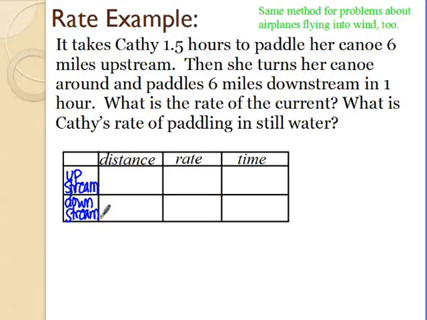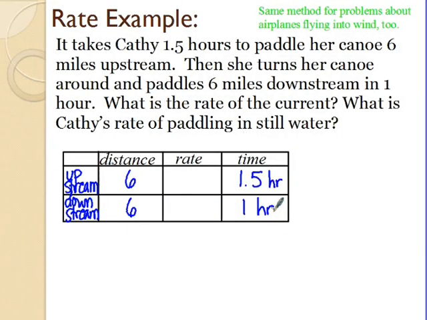Now I know the time it takes her to paddle upstream, so I'm going to fill that in, 1.5 hours. And I know the distance, she goes 6 miles, right? I don't know the rate. Okay. Let's leave that there for a moment. We'll fill it in, right? Then she turns her canoe around. She paddles 6 miles downstream in 1 hour.